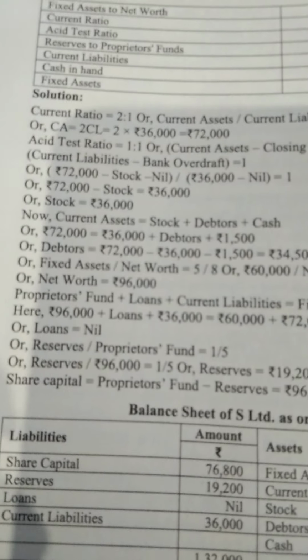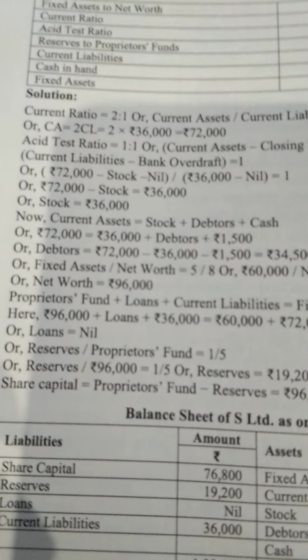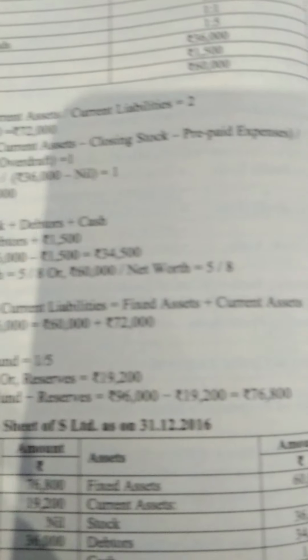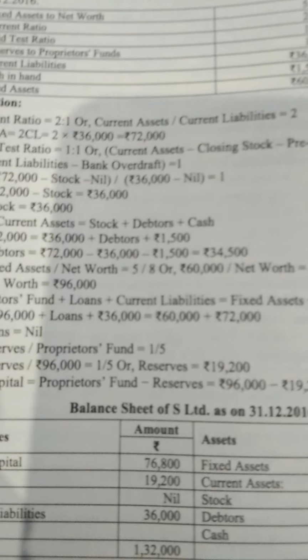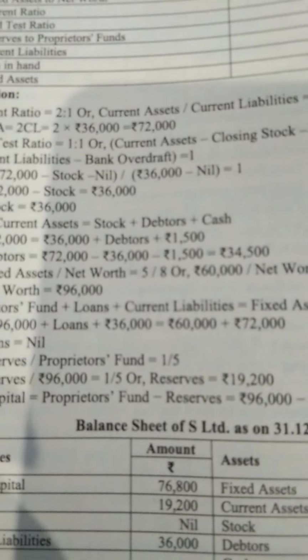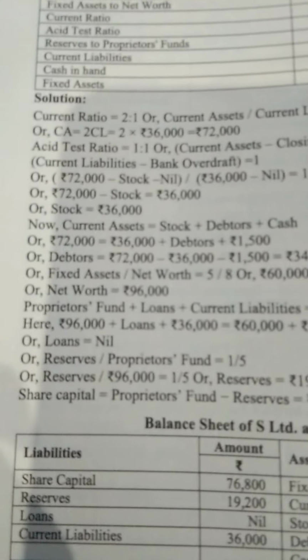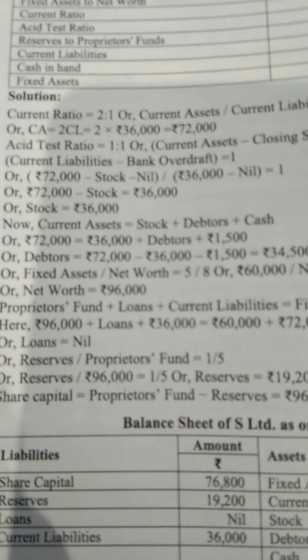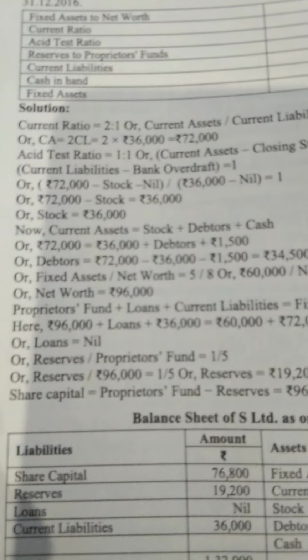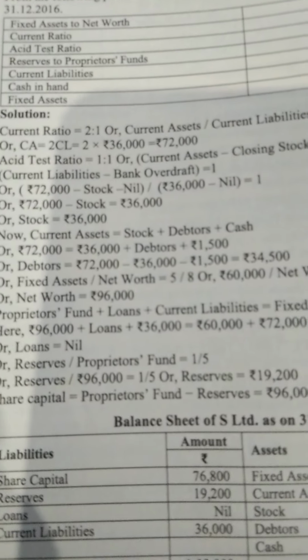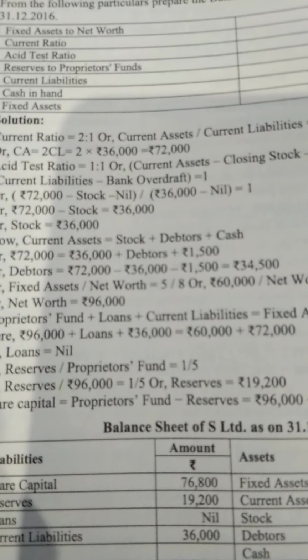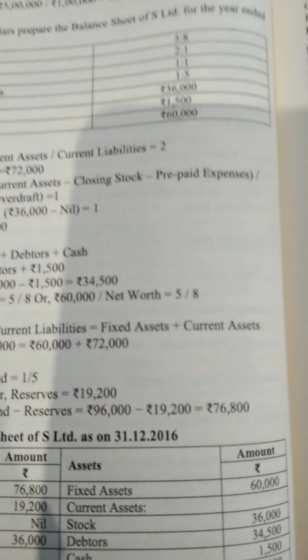Now, proprietor's fund plus loan plus current liabilities is equal to fixed assets plus current assets. What does it mean? It is nothing but the balance sheet written in equation form. Proprietor's fund generally means equity share capital and reserves, all the parts of share of profit that belong to proprietors. Loans and current liabilities, all the liability side figures are written on the left side, and on the right side all the assets, that is fixed assets and current assets, are written.